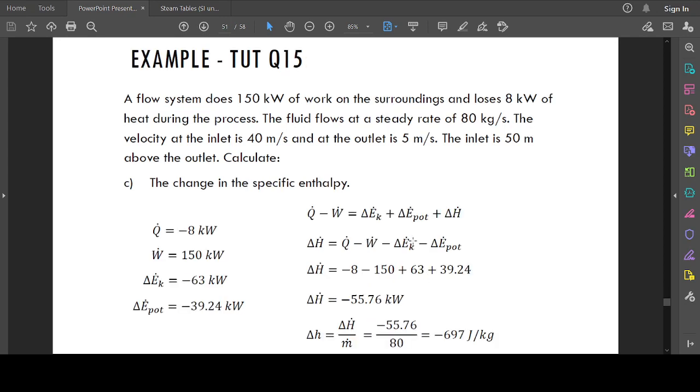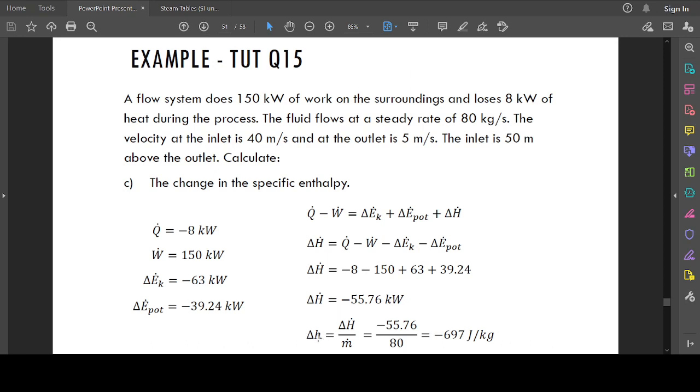So we do the same for specific enthalpy. For us to calculate specific enthalpy, we know the value of the amount of work done by the system, which is a positive work, 150 kilowatt. Then the system lost some heat while performing that work, and that heat is minus 8 kilowatt. Okay. Now, we know the kinetic energy and we know the potential energy. So we calculate the change in enthalpy. Okay. And when we do, we arrive at this value here.